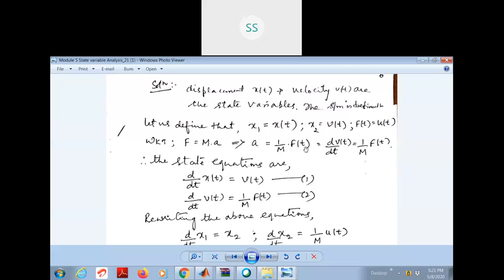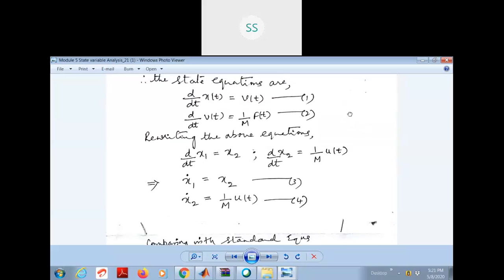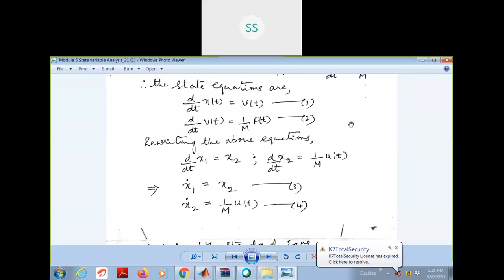So with the help of these two relations between displacement, velocity and acceleration, it is possible to establish these two state equations. One is d by dt of x of t equals v of t, call it equation 1, and d by dt of v of t equals 1 by m into f of t. Once the two state equations are ready, we are simply refining them now, because we have to write all our state equations in terms of state variables only. So in the above equations 1 and 2, we will make these replacements.